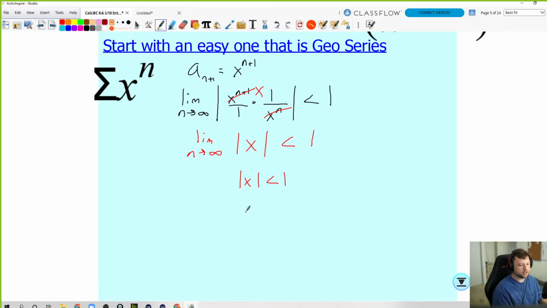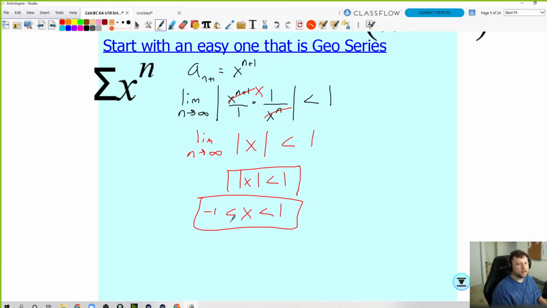Now, another way of saying this is when x is less than 1 and when it's greater than negative 1. Right there is when it converges. That's a way to rewrite this. Now, you might say, okay, there, my interval of convergence is right there. It's negative 1 to 1.